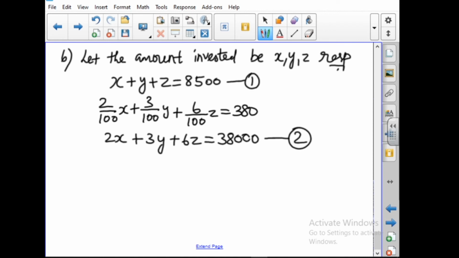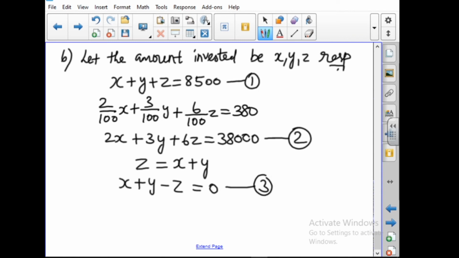So, Z is equal to the sum of the other two accounts. The other two accounts mean X plus Y. So, the amount invested at 6%, the Z account, is equal to the sum of the other two accounts. So, let us make this equation as X plus Y minus Z is equal to 0. Take this as equation number 3. So now we got 3 equations to solve.